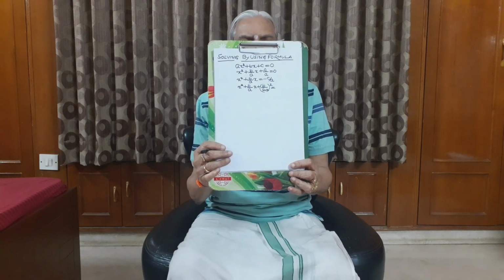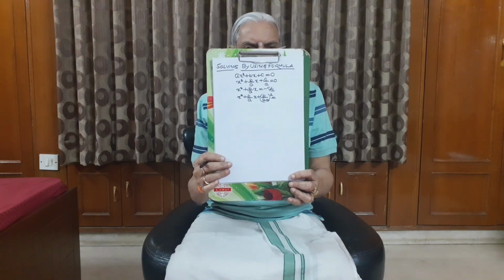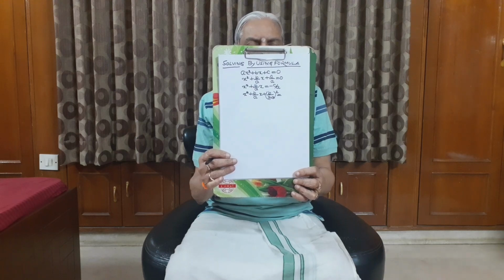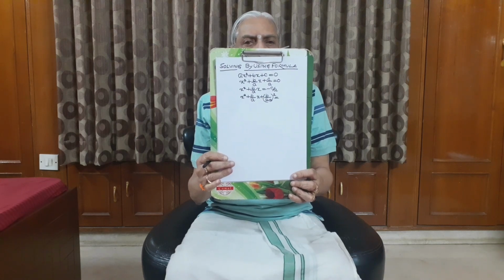Now write it. x squared plus b by a of x plus, taking half of the coefficient, b by 2a, the whole square. Now you see that? I have taken half of the coefficient of x, that is b by a, and put 2 in the denominator, that is all. b by 2a the whole square. And I have to add b by 2a the whole square to the right hand side also. So write it: that is equal to minus c by a plus b by 2a the whole square.